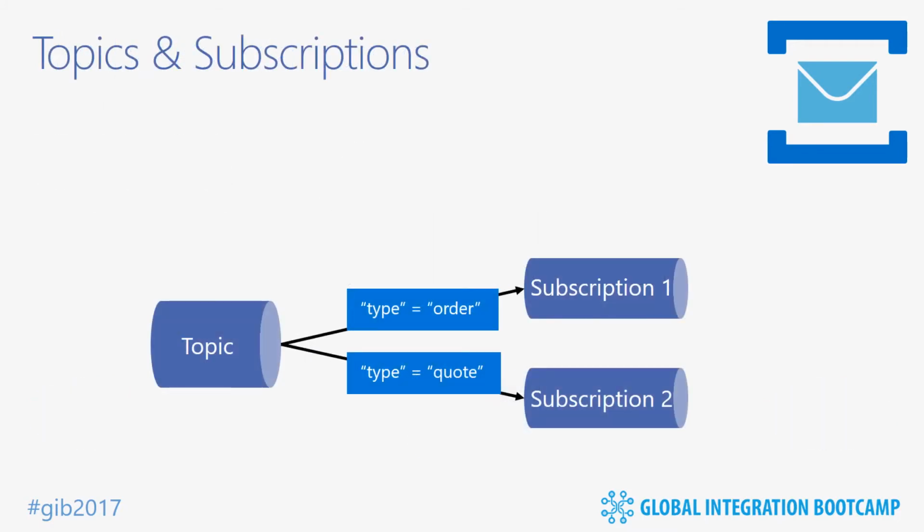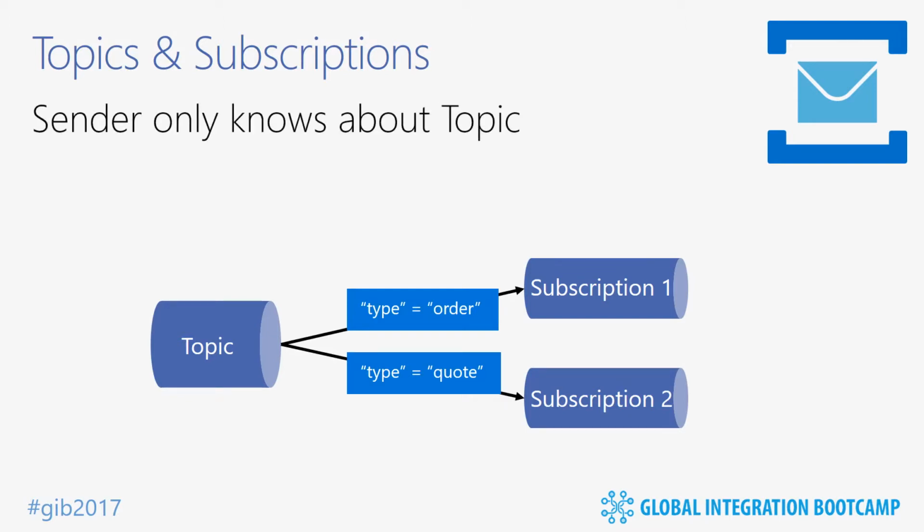So topics and subscriptions are a little bit different, even though they're actually built on top of queues. In this case, you have a sender that sends something to a topic. That's fine. They only know about the topic. They don't care about who's subscribing to the message. They're publishing something out there.